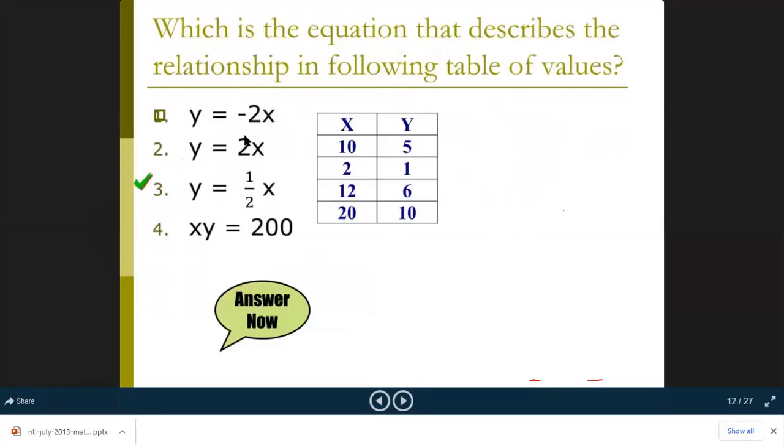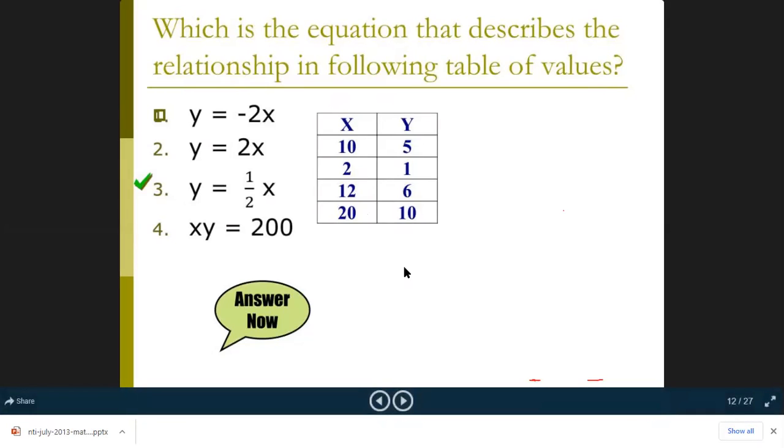In this question, which is the equation that describes the relationship in the following table of values? When you go back to the question, what does it say? Which is the equation that describes the relationship? It says that this one is proportional already. So you have to look for what?